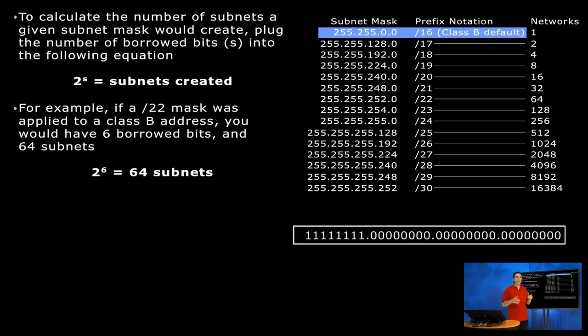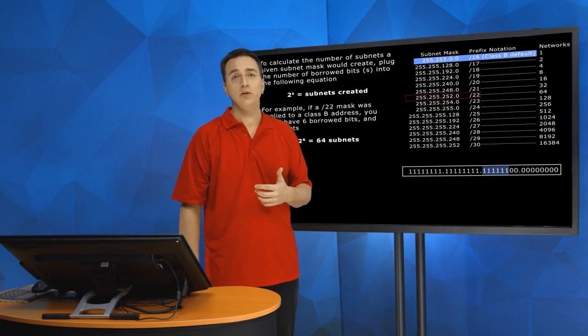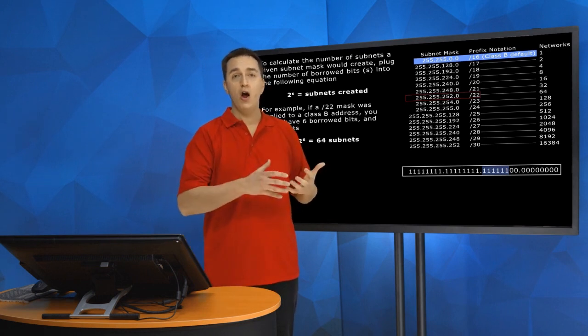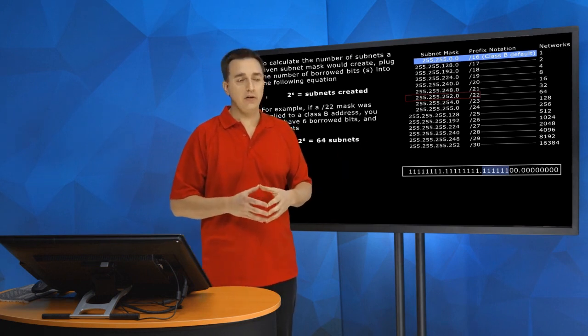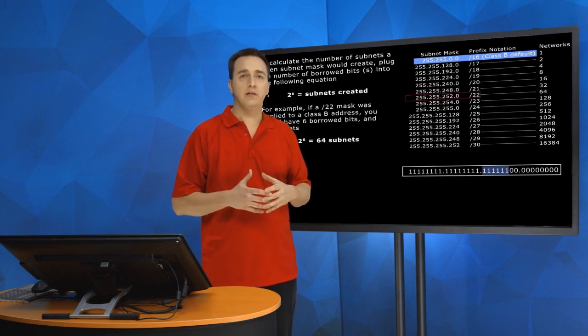So if I was originally a /16 and now I'm a /22, how many bits did we steal? 6. 22 minus 16. We put that in the equation. 2 to the power of 6 equals 64. So now I know how many subnets I created. I created 64 total subnets by borrowing 6 bits.